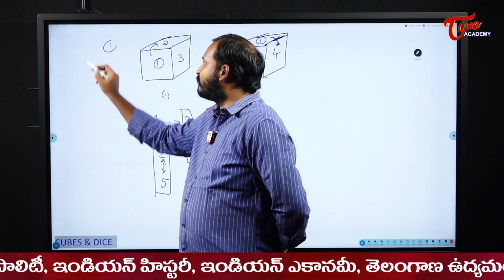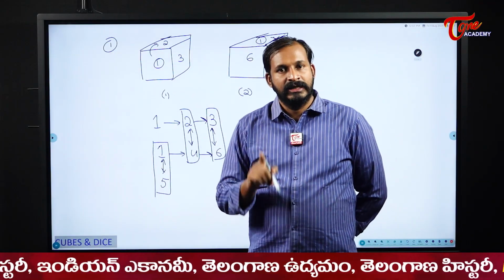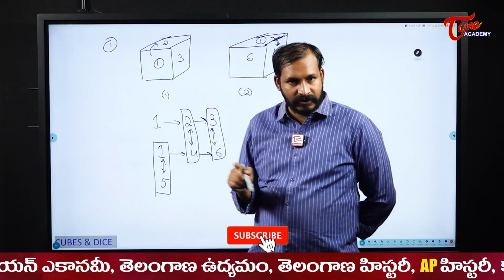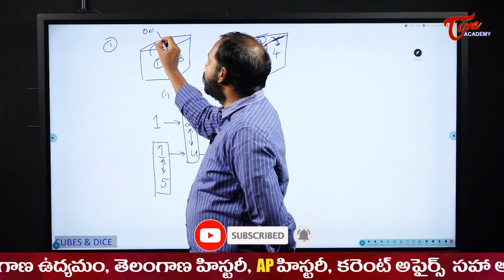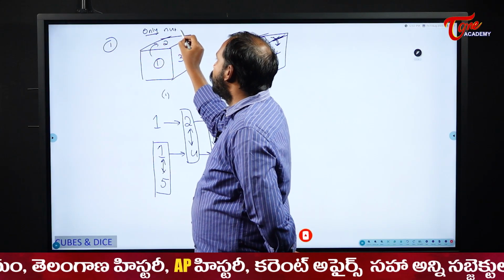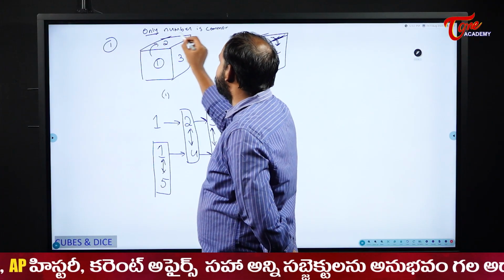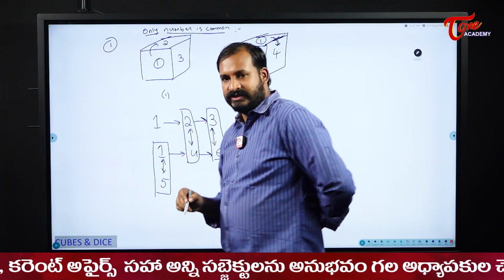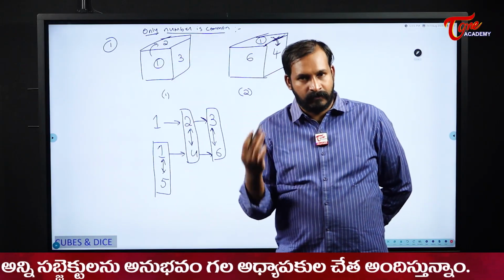So this is the first type of question, where they will give us 2 projections. In the 2 projections, only one number, or one face, is common. This is the first type of projection which we generally see in questions. There you can move either in clockwise or anti-clockwise. It is up to you.